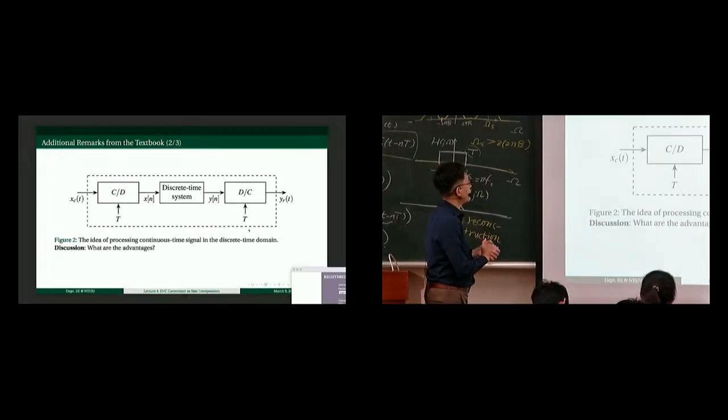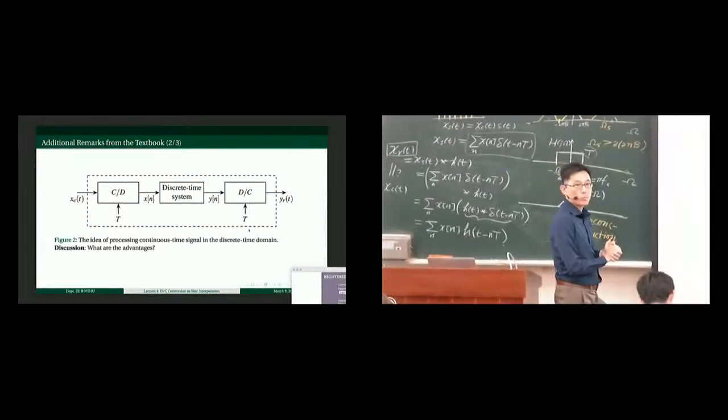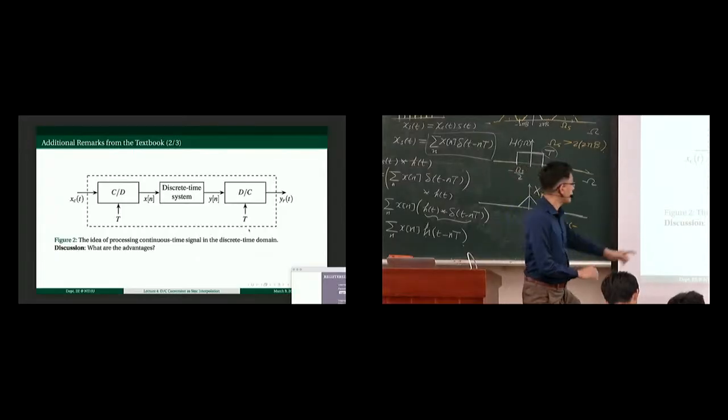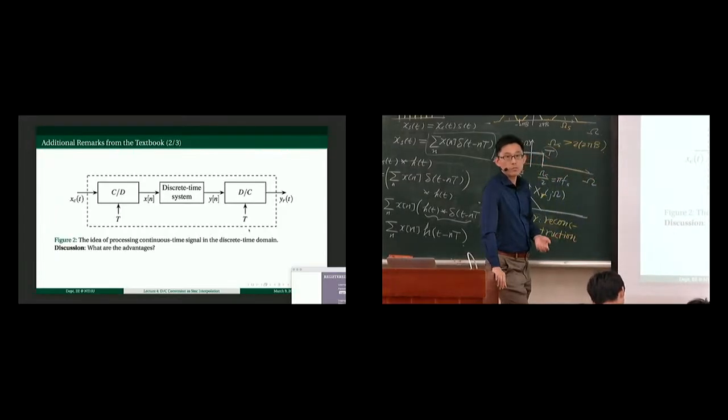Now we process continuous time signals in the discrete time domain. What are the advantages? Why do we even care? Why did people historically go on to develop digital signal processing? If the input is analog and the output is analog, why don't we do everything in analog? That's a wonderful idea, right? Just design VLSI or use vacuum tubes, BJTs, stuff like that. What's your opinion? What are the advantages of doing this?